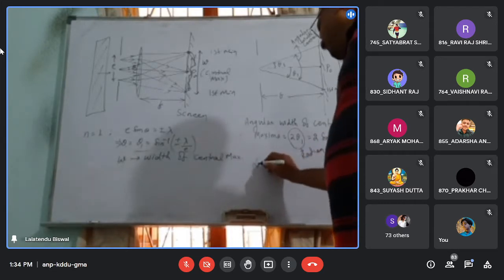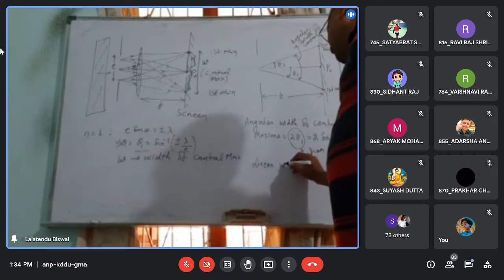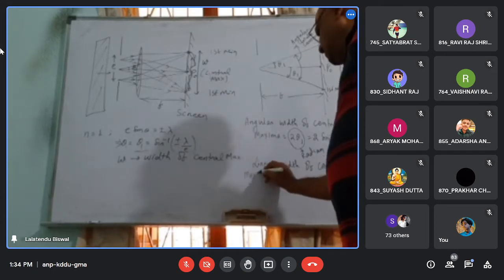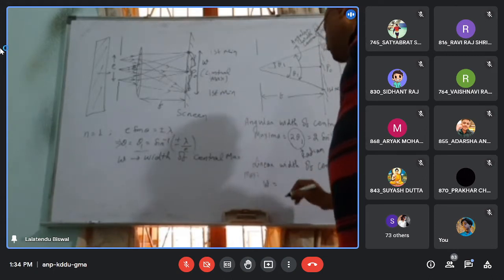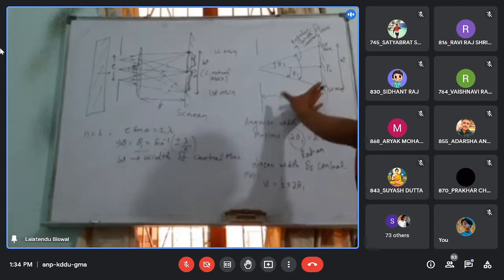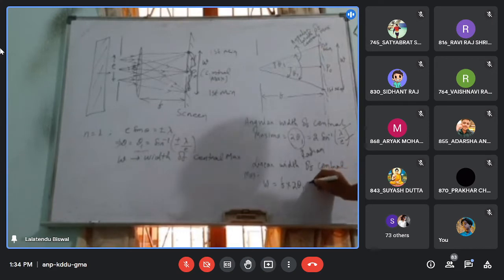So the linear width of central maxima is given by W equal to F into 2 theta 1, so you can write this as 2F sin inverse lambda by a. Many times it is asked to calculate the linear width of the central maxima, and then this formula is useful.